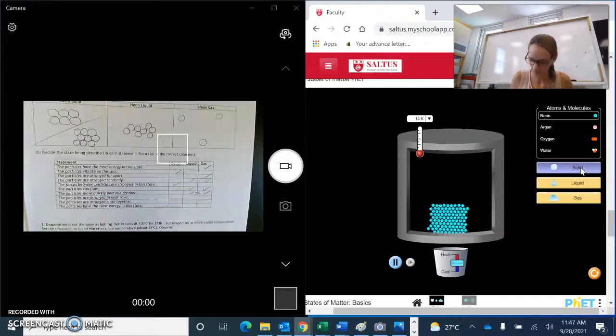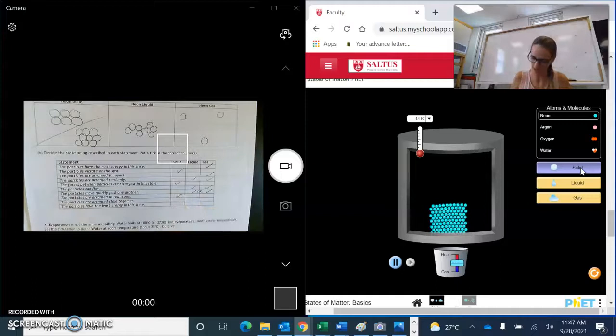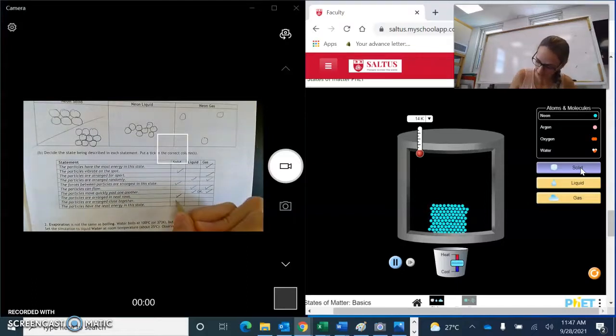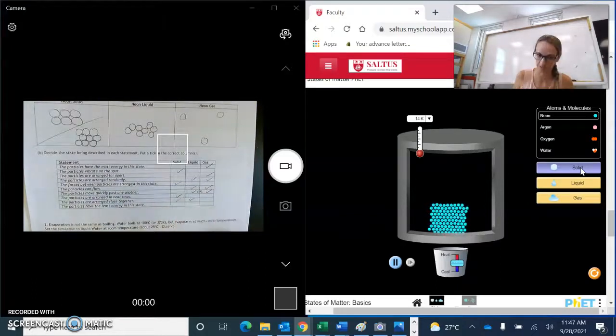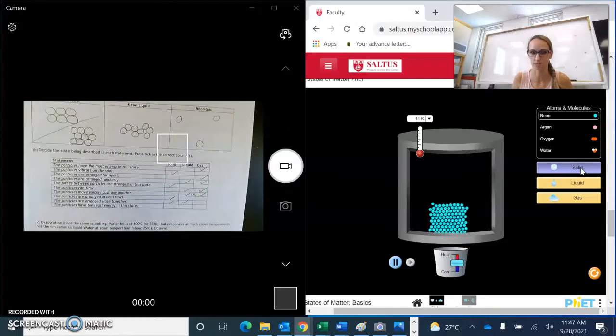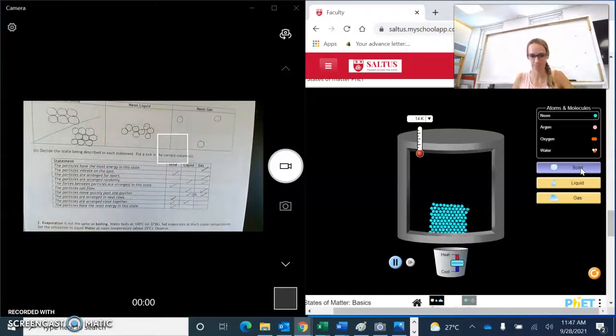Okay. Neat rows is clearly solid, close together is solid and liquid. That's the common error students make. They forget the liquid particles are close together. And least energy is the solid. They're moving the slowest. Okay, sorry about that.